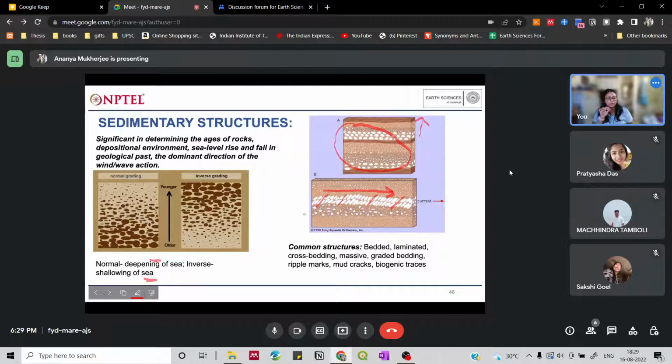Some common structures that we have are bedded, laminated, and cross bedding. Bedded means layers of more than 1 centimeter, and laminated means the layers are less than 1 centimeter in size.